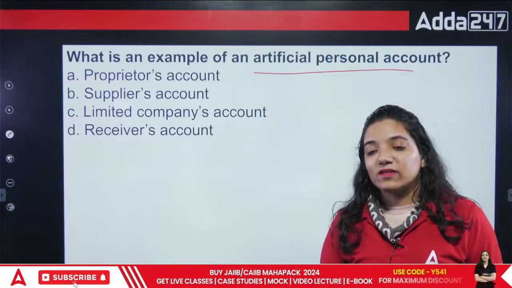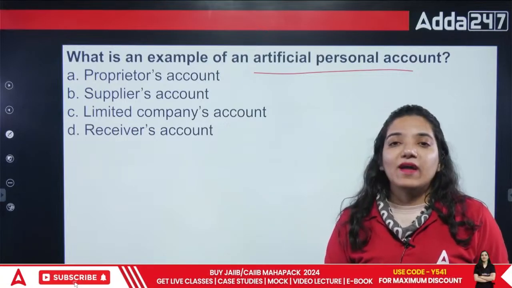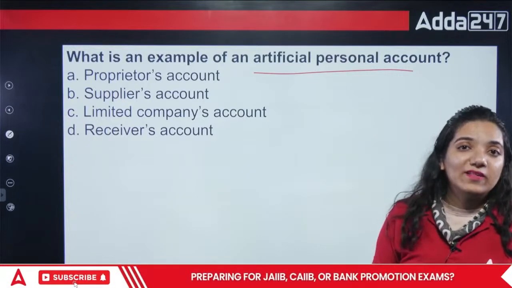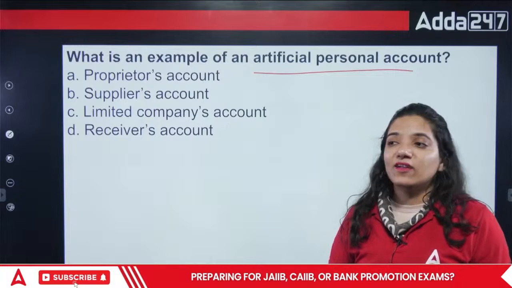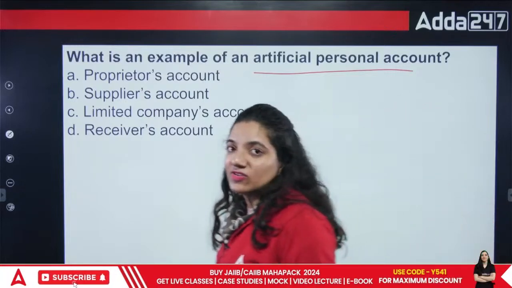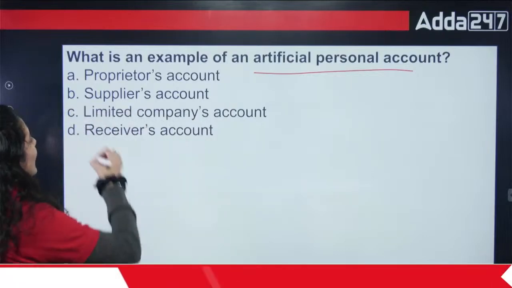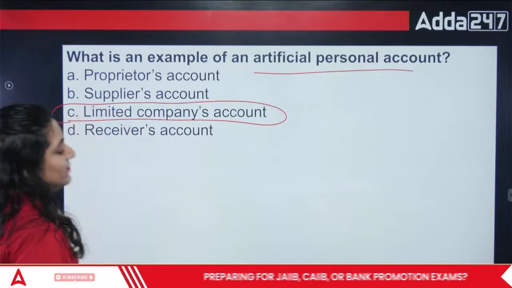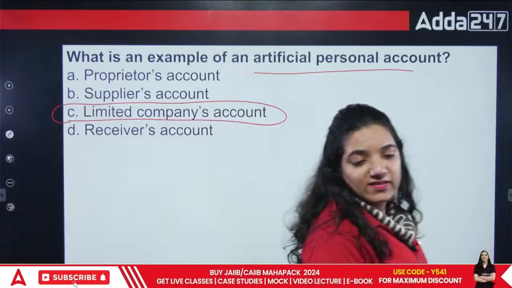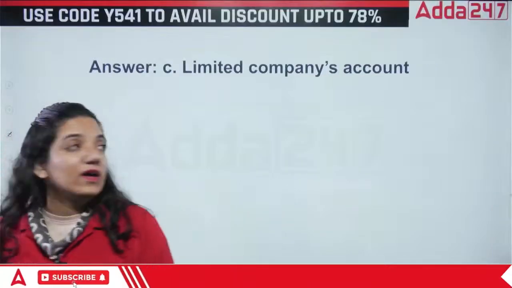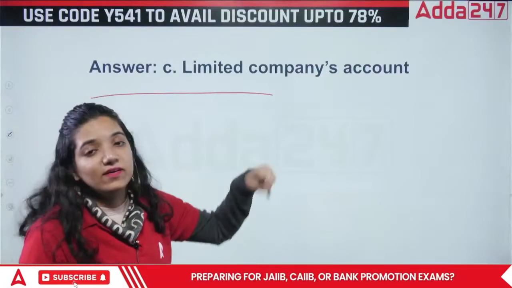So proprietor's account, he's actually an individual. Supplier, he's also an individual. A limited company is not an individual. It doesn't breathe like you and me. You don't see Reliance roaming around in the market. You would see a person roaming around in the market. So that's an individual. So in this case, the correct answer is limited company account. Okay, so the correct answer is C. The answer is limited company account.